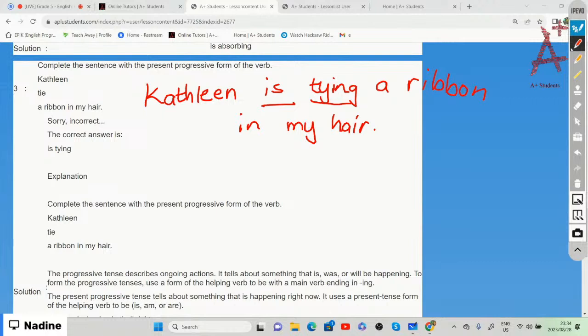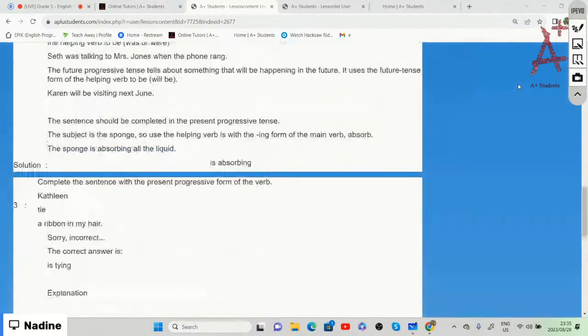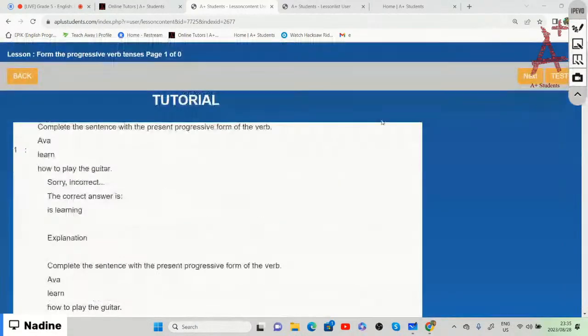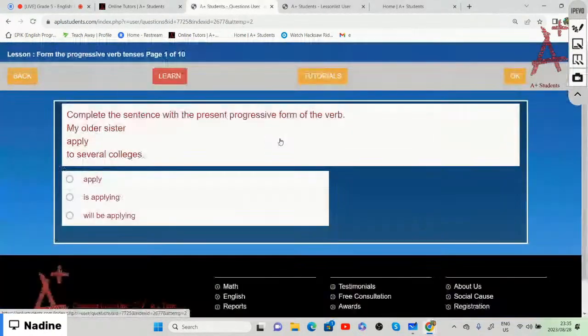It tells us that something is happening right now, within the present tense. And we use the helping verb "is." Kathleen is tying a ribbon in my hair, which is right now, and that shows us the present progressive tense. All right, let's go to our test when it comes to forming the progressive verb tenses.